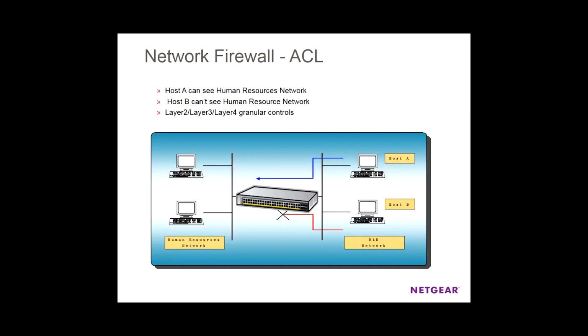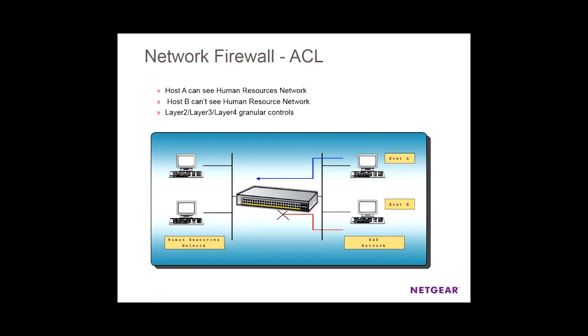The other thing that we can implement in terms of network security is a network firewall. So what's the network firewall? In the smart switches and managed switches, we have what we call the network firewall. That's the ACLs, the access control list. For example, in the image below, we have the human resources network and the R&D network, and we have host A and host B.